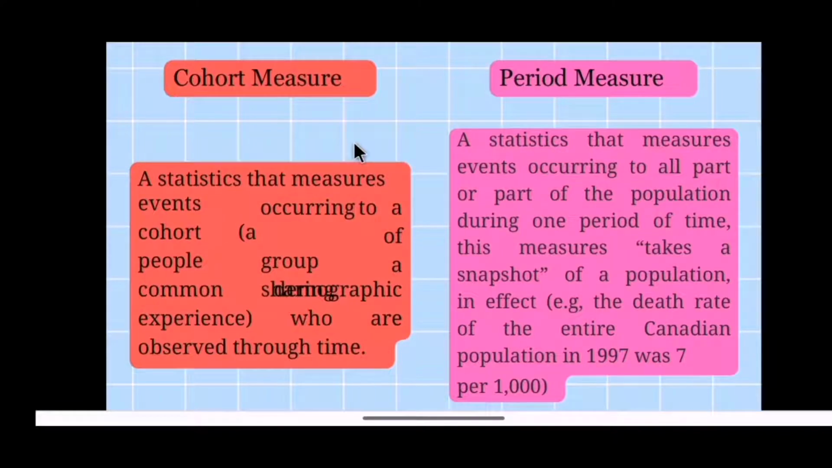And for the cohort measures, it is a statistic that measures events occurring to a cohort or a group of people sharing a common demographic experience who are observed through time. The best example for cohort measures in terms of tools of demography is the region by region demographic profile of a state.